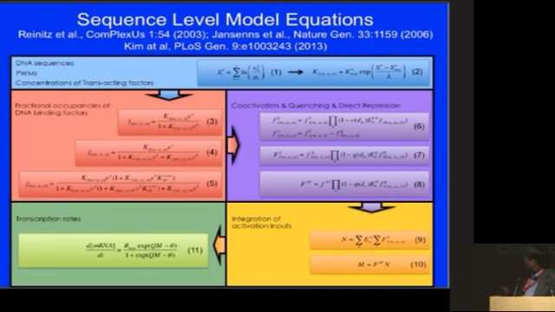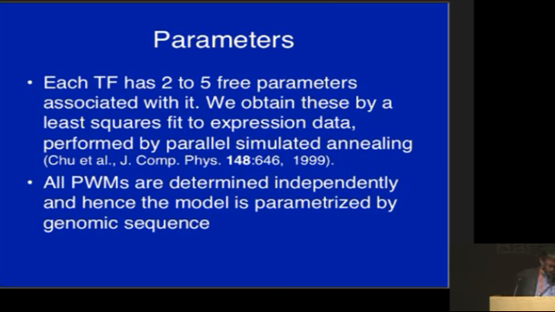Now there's various parameters here that we have to determine from data, such as the strengths of these various effects, the strengths of the activators. And so we do this by a large-scale optimization. Each transcription factor has about 2 to 5 free parameters. And we obtain them by a least squares fit to expression data, which we perform by a nonlinear optimization technique called simulated annealing, which I don't have time to discuss today, although it in itself is a very interesting topic.